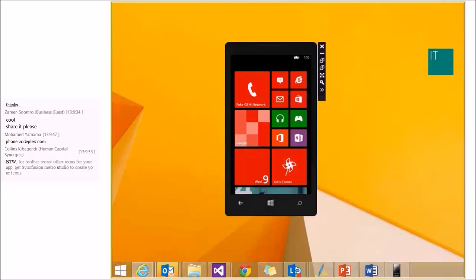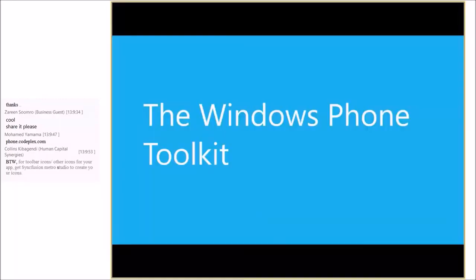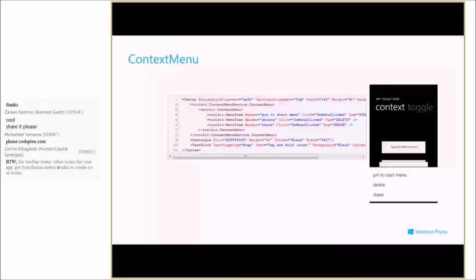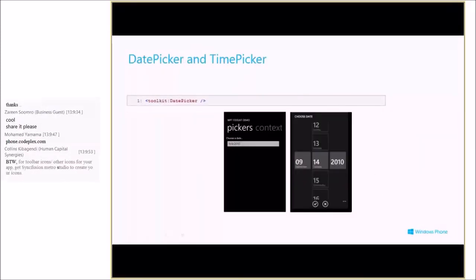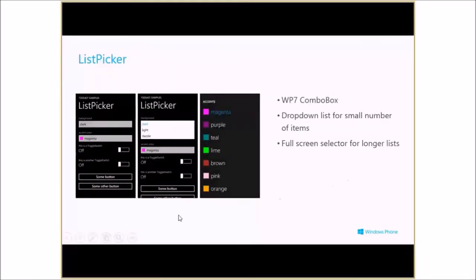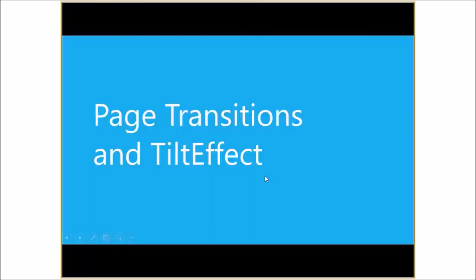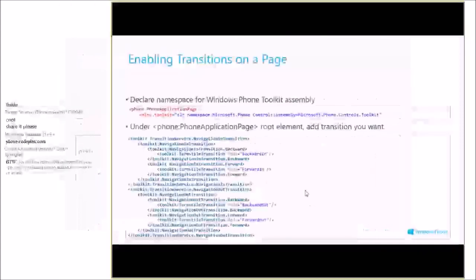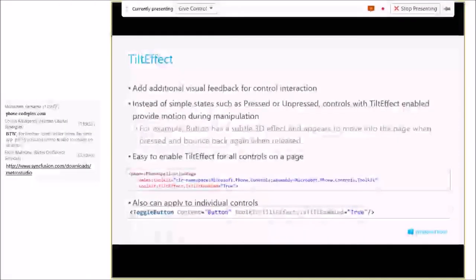So going back to the slides. You can download that again through NuGet, the controls like the context menu, date and time picker, as you can see here, so that you have the same user interface as Windows Phone, a toggle switch, a wrap panel that you can add colors or whatever to, different list pickers. It's amazing that you can override that and reuse that in your application. Page transitions enable transitions on a page.